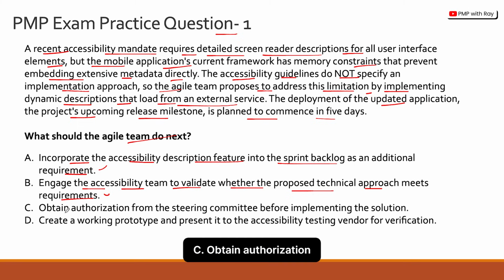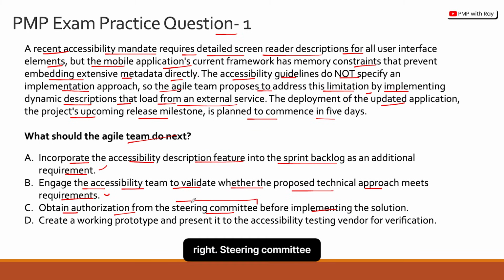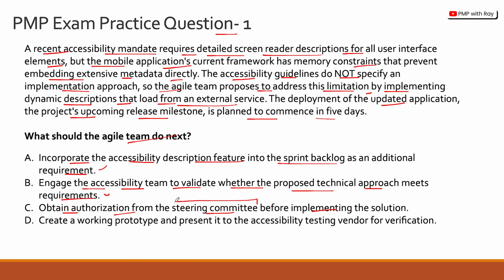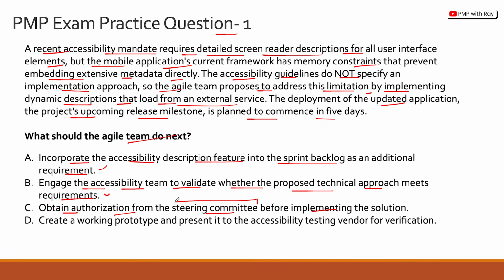Let's look at option C, obtain authorization from the steering committee before implementing the solution. It's a bit too far-fetched, right? Steering committee is a committee which sits generally at a program or a portfolio level, and for such specific feature approvals, it really doesn't go to the steering committee directly. It might go to your product owner. Escalations might go to your project sponsor. So option C is incorrect because it's the wrong path of escalation.